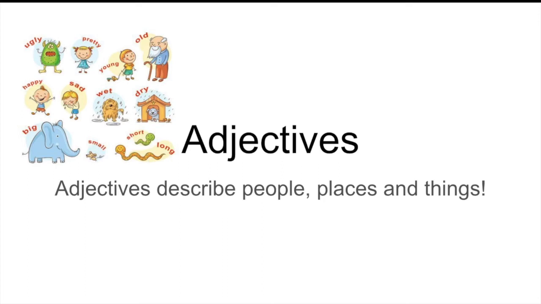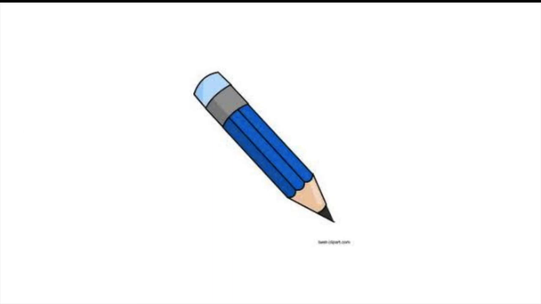Let's look at some more examples. Here we see a picture of a pencil, but I could use an adjective to describe its color, for example. So this is not just a pencil, but a blue pencil. I'm using the color to describe more about the thing. It's a blue pencil.